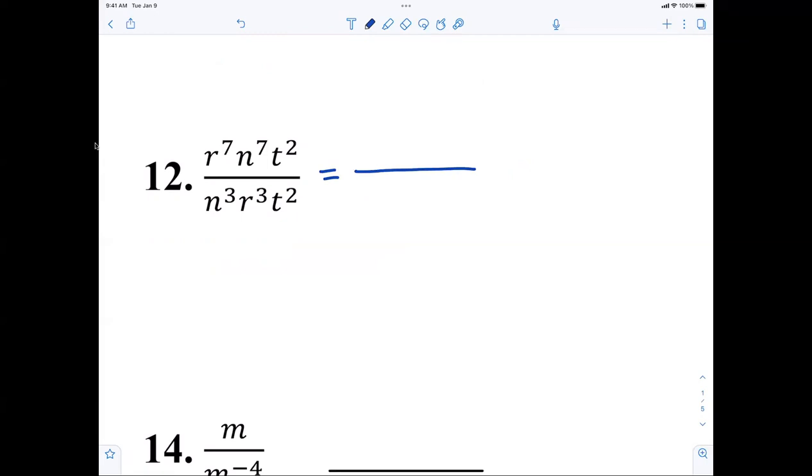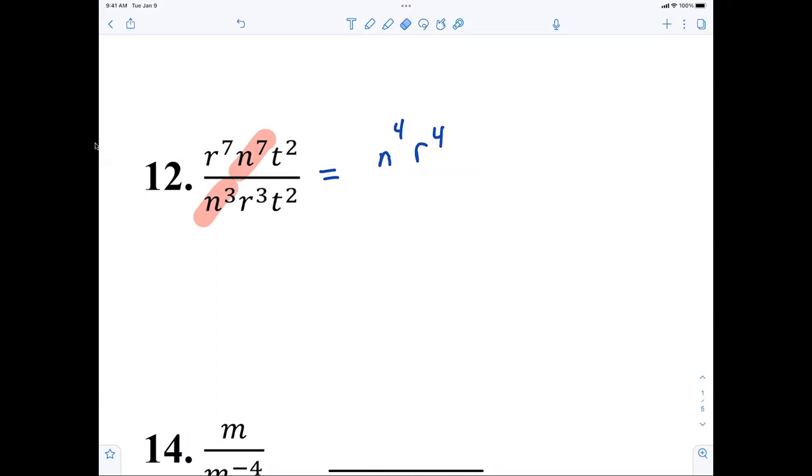You can combine the n's. So how many n's would I have? n to the 4th. You're amazing. And r to the 4th. Good job. Then there's nothing for t. Is there anything on the bottom? No. Very nice.